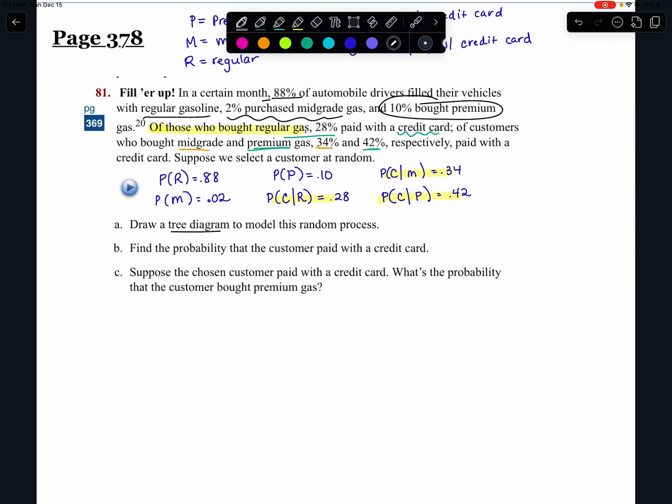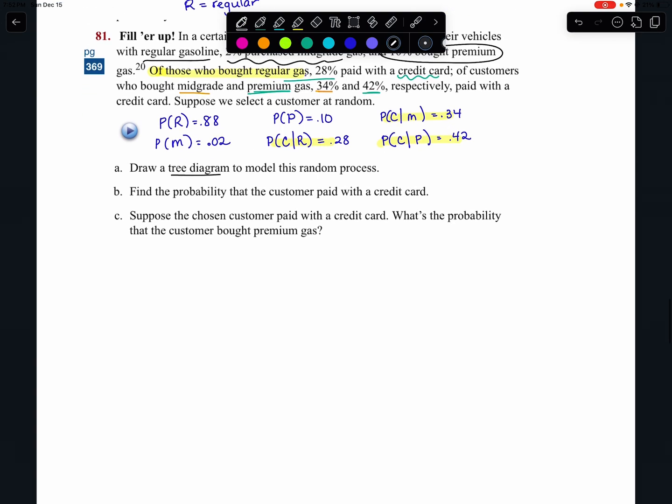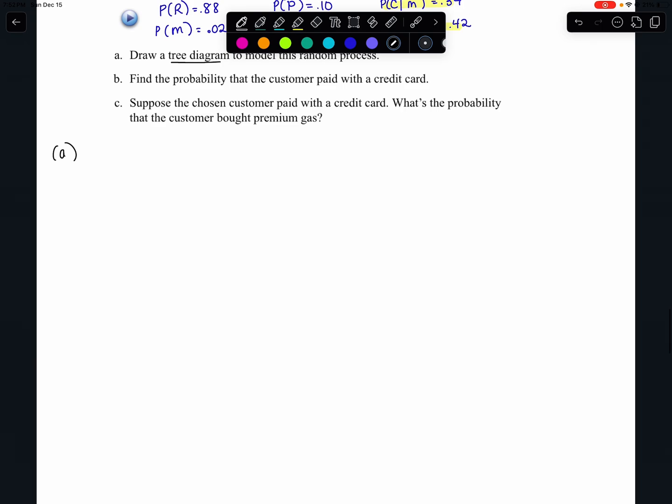Okay, so part A, they're breaking this one up for us nicely. So part A says make the tree diagram. So when I go to make my tree diagram, the first event is what type of gas are they getting? They're getting regular gas, mid-grade, or premium. And it doesn't matter if you write it in a different order, just your numbers have to match up in the end. So if you wrote P first, doesn't matter.